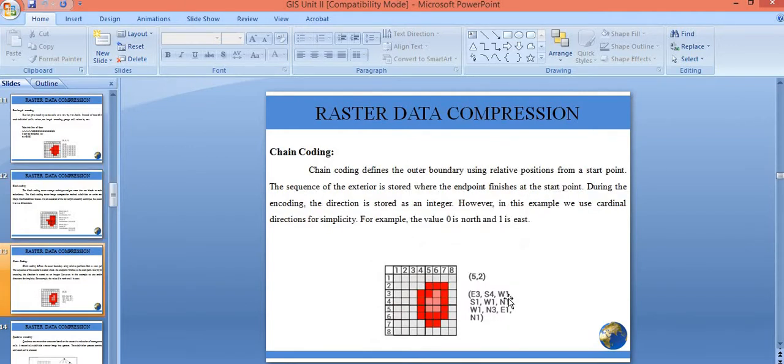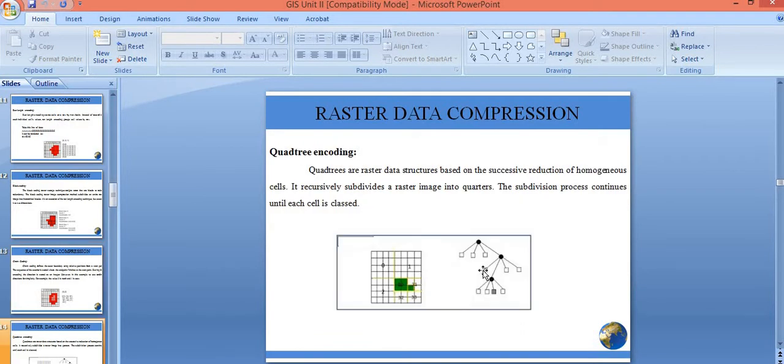And the next one is chain coding. In chain coding you will be storing only the boundaries. Say for example, the starting point is 5, 2, then east 3, south 4, west 1, south 1, west 1, north 1, west 1, north 3, east 1, then again north 1. So you will be just storing only the boundary. So this is another way of compressing your spatial data.